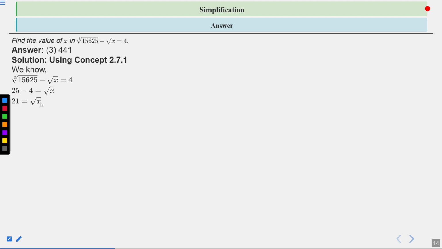Now we get the value of root x equals 21. Now we know that we need to calculate the value of x. So what we can do? We just square both the sides, and we get the value of x. So when we square, 21 squared will become 441. So we get the value of x, which equals 441. Third one is the correct answer of this question. Next one.